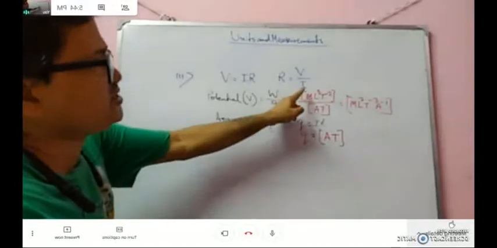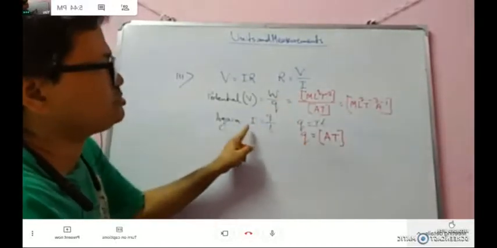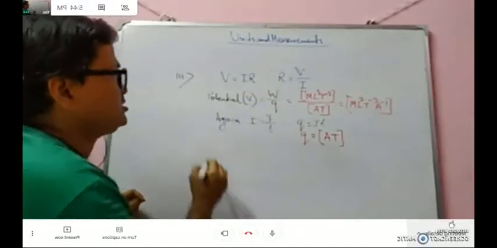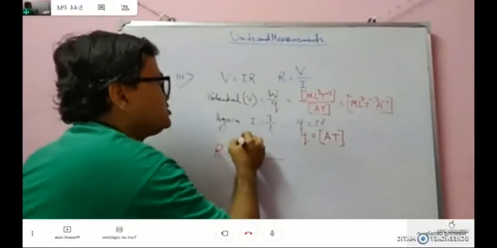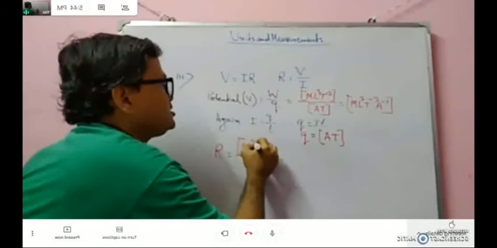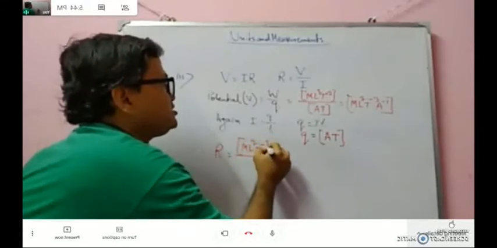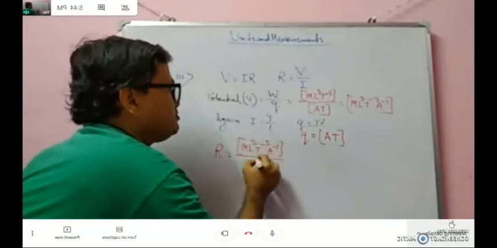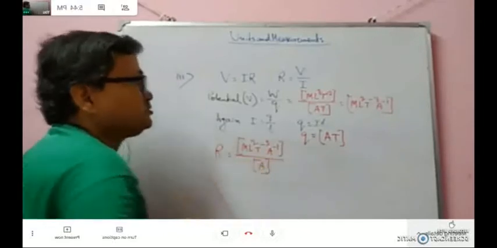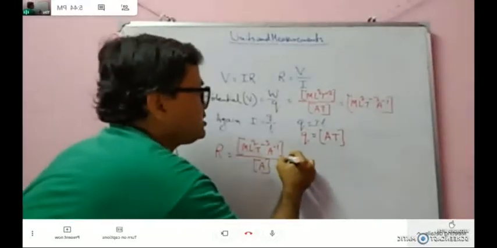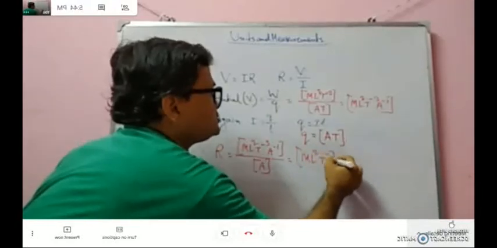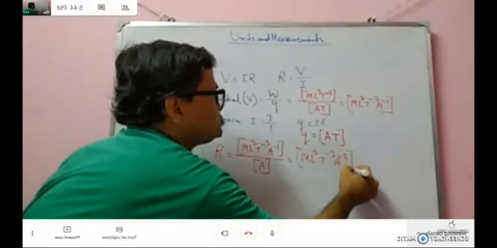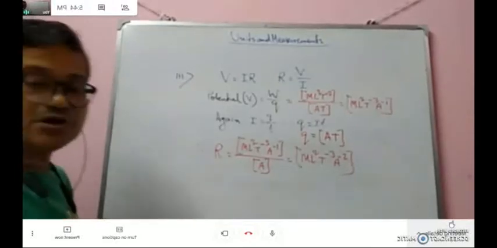Now current I already we know I is A. Therefore, dimensional formula of resistance will be, just put the value, M L square e to the power minus 3 a to the power minus 1 by A, because current. So what we are getting? This one is the dimensional formula of resistance.